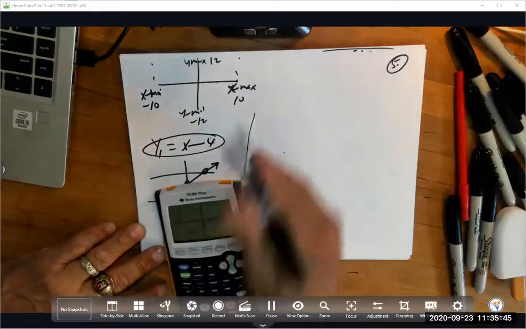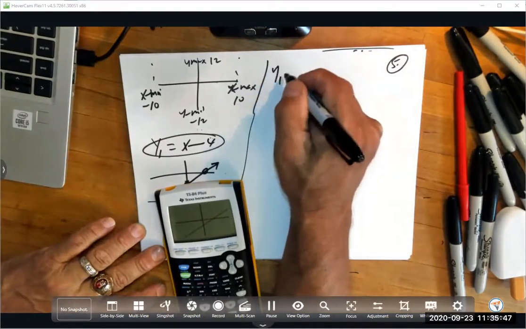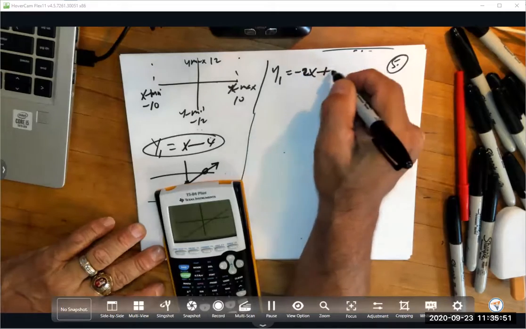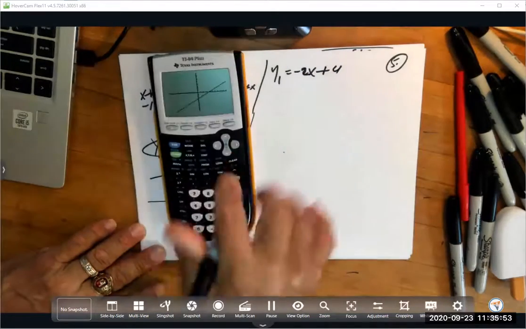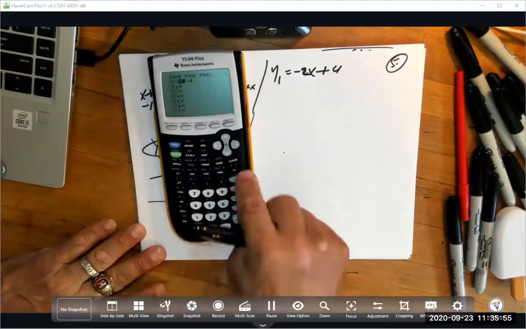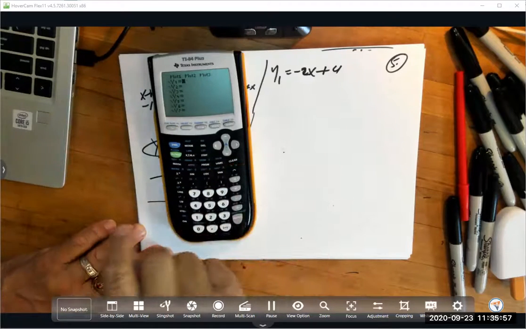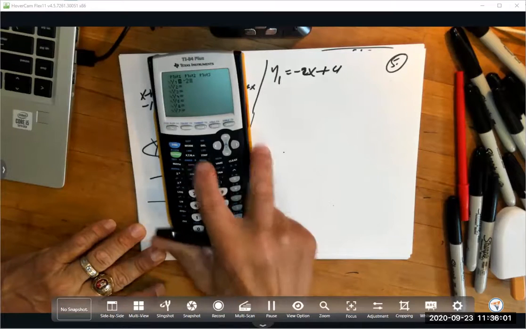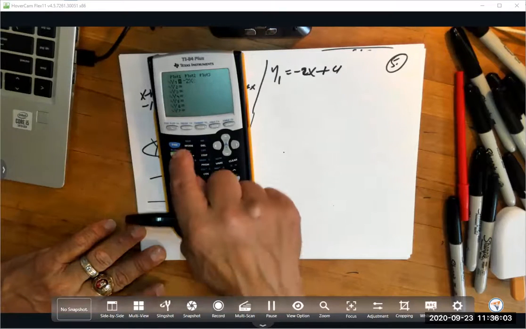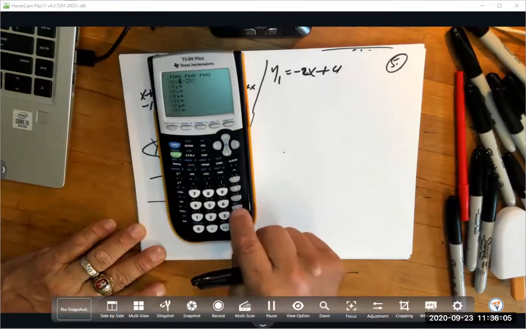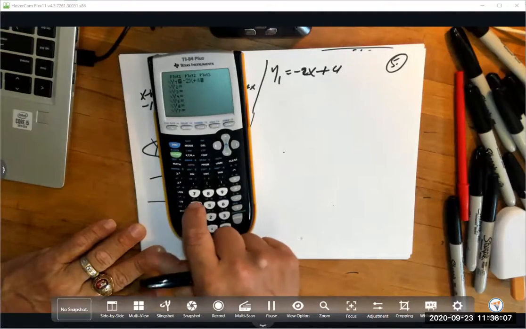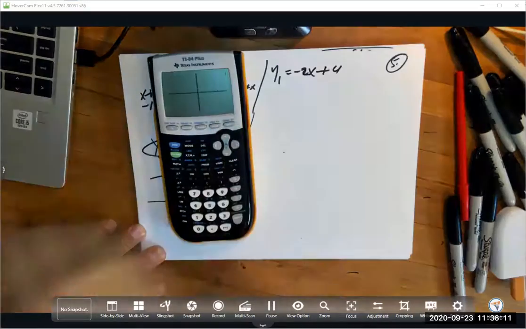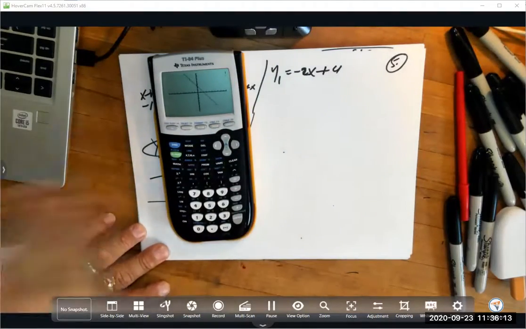New graph. Y1 is going to be negative 2x plus 4. So, all right, ready? Go Y, clear. Everything's gone. So you're going to put negative 2x. Little minus sign, 2x. And then plus 4. So I have negative 2x plus 4. Looks just like that. And then hit graph. And it goes up there somewhere.